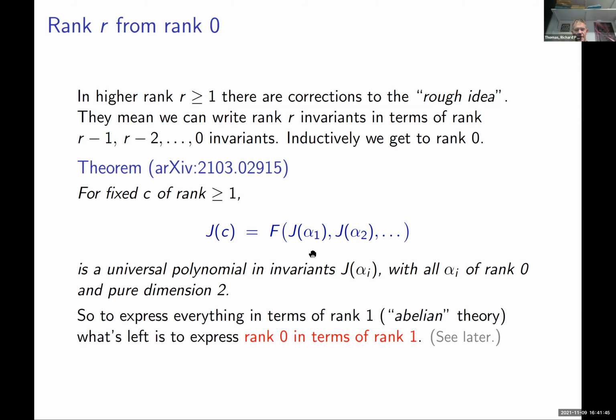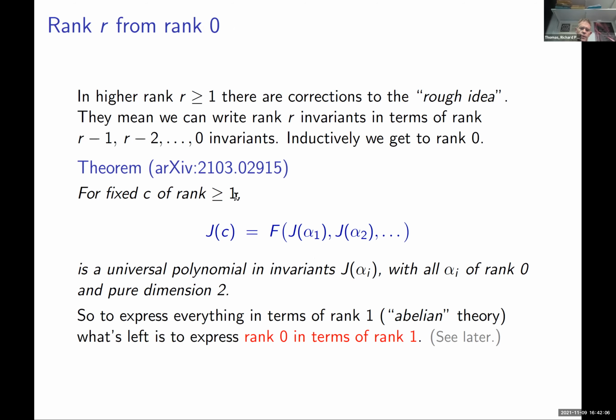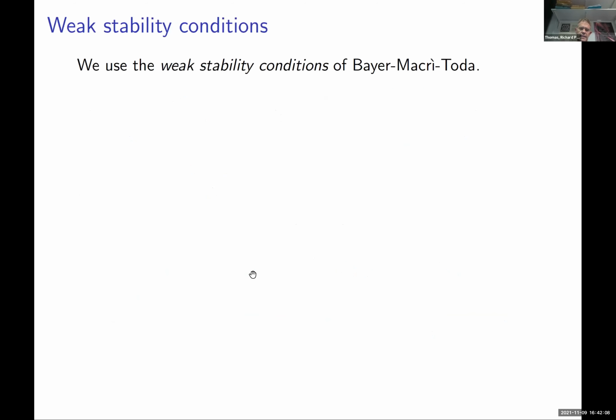So it's a polynomial in countably many terms, most of which are 0. All right, so what that leaves is to try and express the rank 0 theory that we got right here in terms of rank 1, and I'll come back to that at the end. So I want to talk about now how we do this, what the technicalities are.